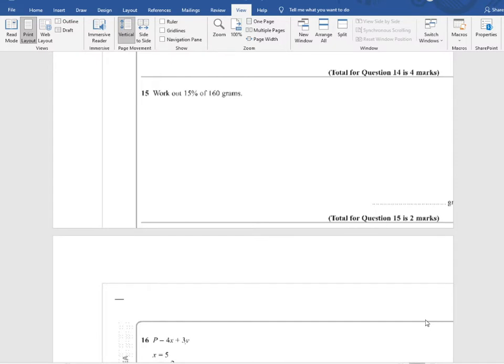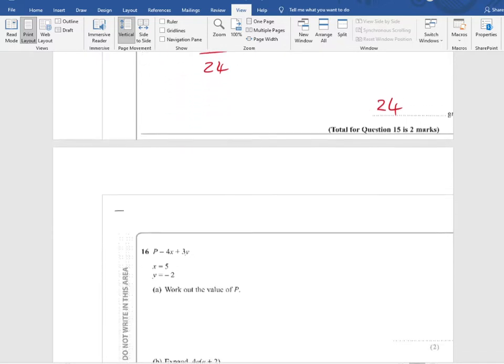15% of 160. 10%, I always do it this way, is 16. And 5%, which is half of that, is 8. Add those two together, 24. So we've got 24 grams. Got a little bit missing on the right hand side. I don't think it makes too much difference, we'll see.